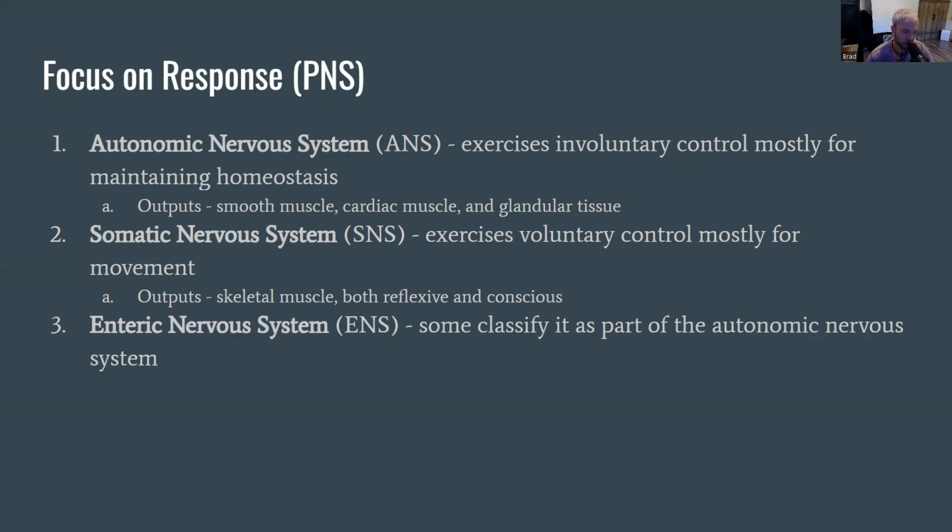And then you have the enteric. Something to remember with the enteric nervous system is that it's part of your gut. It's important to note that some classifications will put the enteric nervous system inside of the autonomic because you're not really ever consciously digesting your food. But there are parts of the enteric nervous system that seem to give it a mind of its own. So they kind of communicate with other parts of the nervous system.